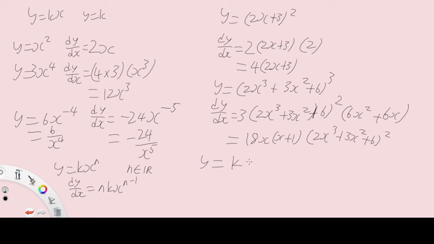Therefore, we have this general formula for the power rule. So y equals k f(x) to the power of n, where f(x) is an algebraic function, or technically any other function, and dy/dx would then give me n k f prime x, differentiated inside, and then reduce the power by 1, and this would give us the general formula.